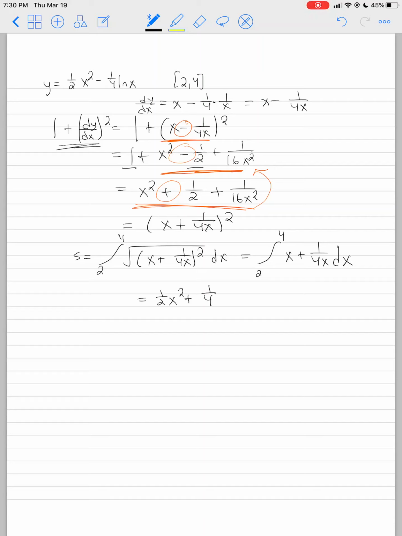The 1/4 comes along for the ride, and then 1 over x gives me ln of x. And I don't need to worry about absolute values when every number in the case is positive. Plug in top minus plug in bottom, and I get this arc length. Okay. I did warn you they were bad.